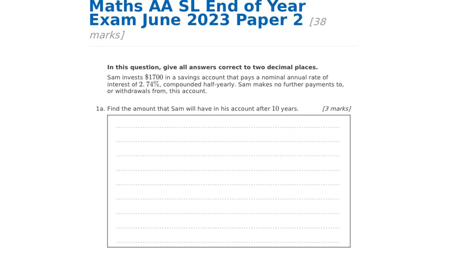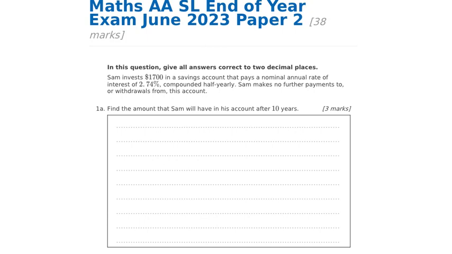Sam invests $1,700 in a savings account that pays a nominal annual rate of interest of 2.74%, compounded half yearly. Sam makes no further payments to or withdraws from this account. 1A. Find the amount that Sam will have in this account after 10 years.